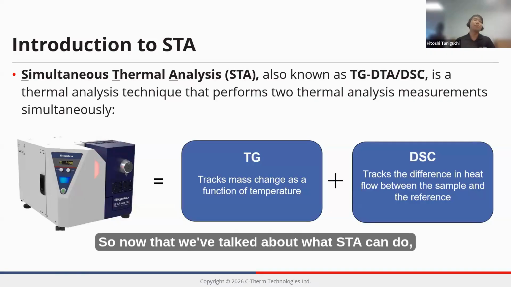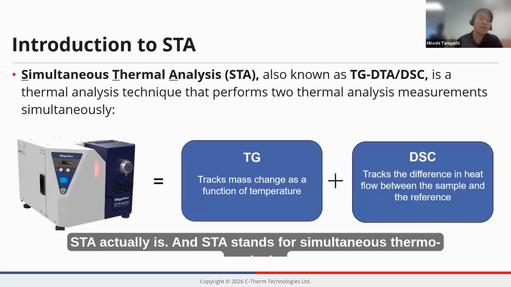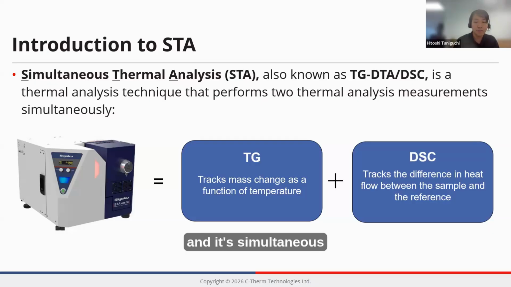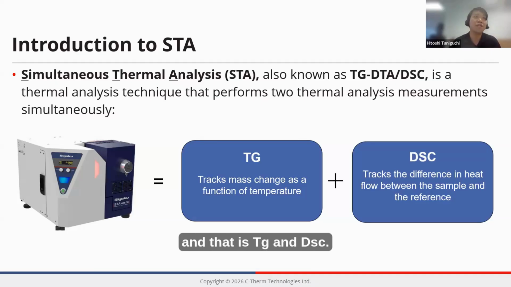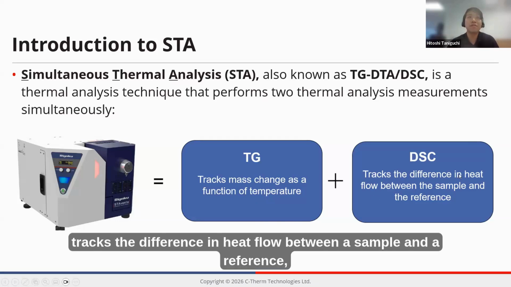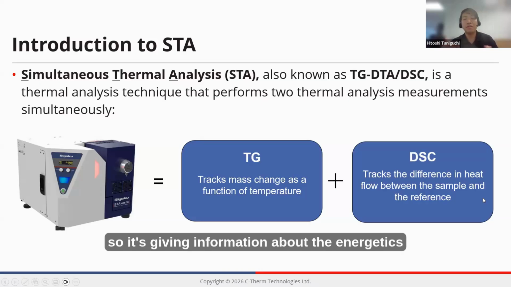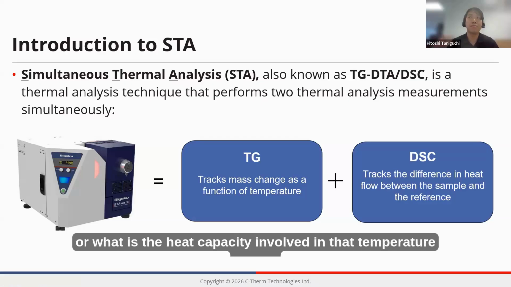So now that we've talked about what STA can do, I would like to discuss a bit more on what STA actually is. STA stands for Simultaneous Thermal Analysis, and it's simultaneous in the sense that it performs two measurement modes simultaneously, and that is TG and DSC. TG tracks the mass change of a sample as a function of temperature. DSC tracks the difference in heat flow between a sample and a reference. So it gives information about the energetics of the reaction: how much energy is released or absorbed, or what is the heat capacity involved in that temperature range.